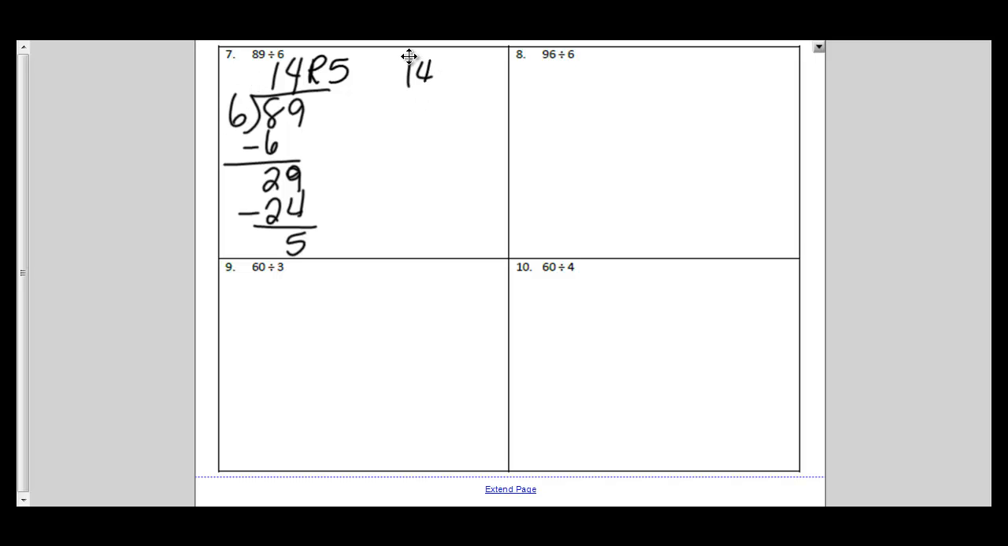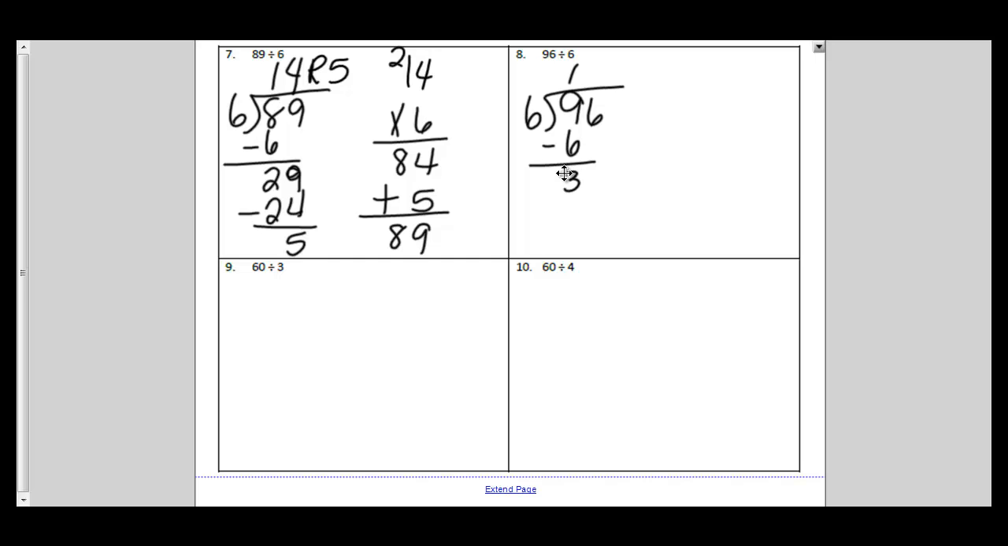All right, now I'm going to check. 14 times 6 gives me 24. 6 times 1 is 6, plus 2 is 8. Plus 5 gives me 89. All right, let's try 96 divided by 6. There is 1 6 in 9, so 1 times 6 is 6.